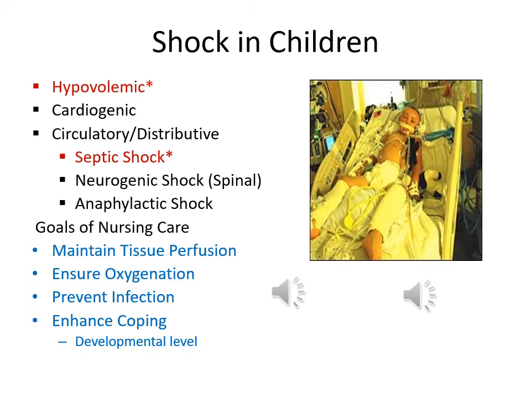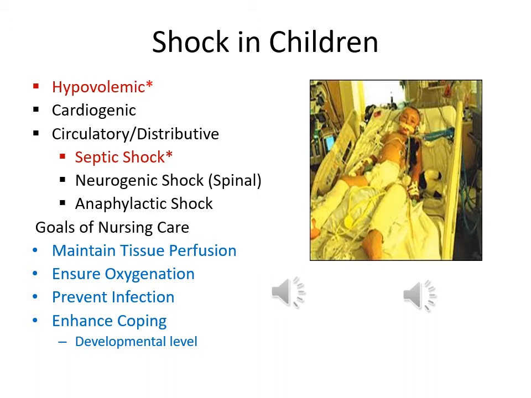In terms of distributive shock, the most common one here, which again I'm sure you're not surprised, is septic shock. Children who are at high risk for septic shock are children who are immunocompromised or have invasive lines in. Certainly anaphylaxis, spinal injury, and drug overdose are also other causes of distributive or circulatory shock.